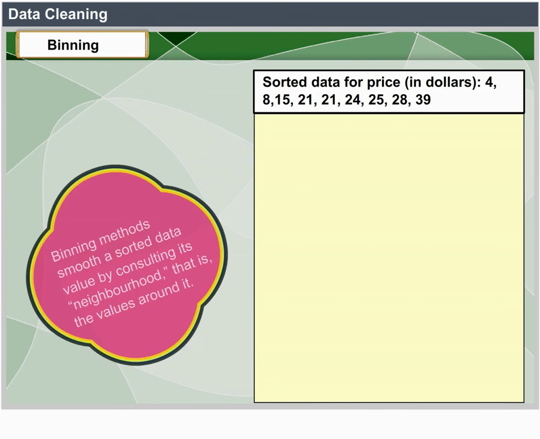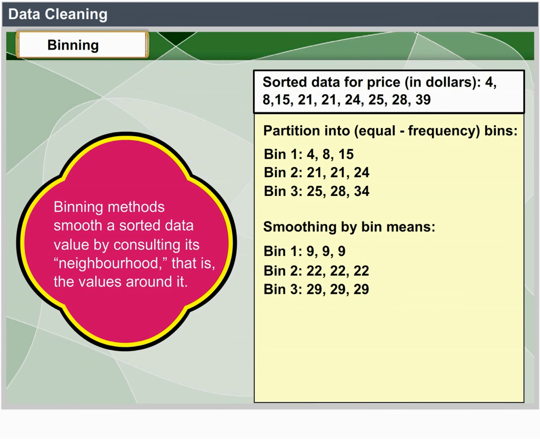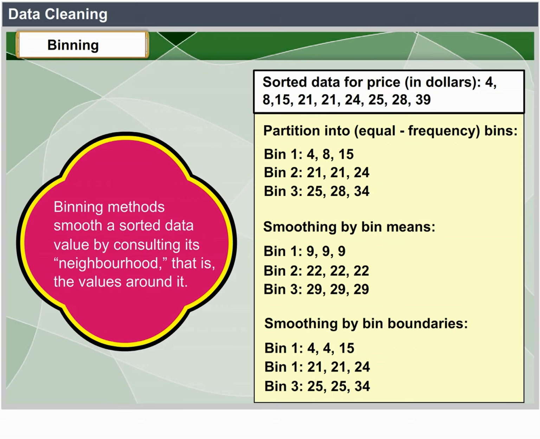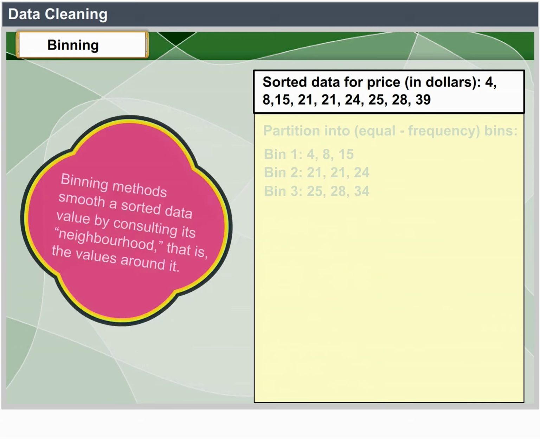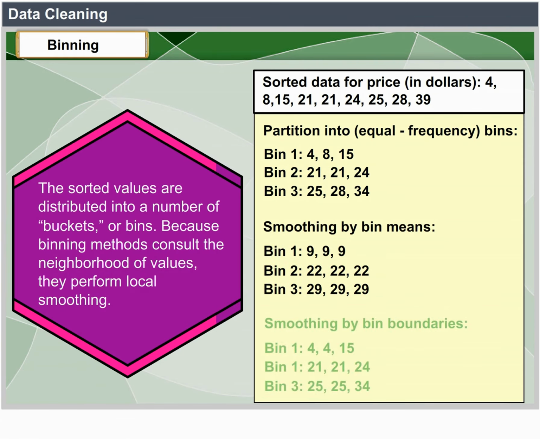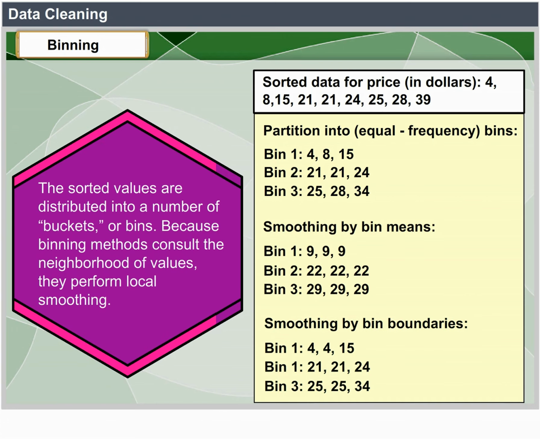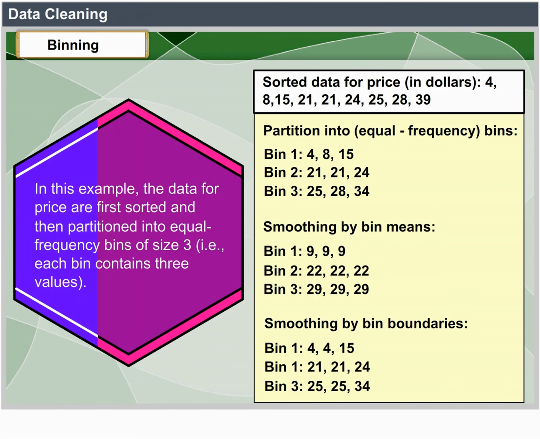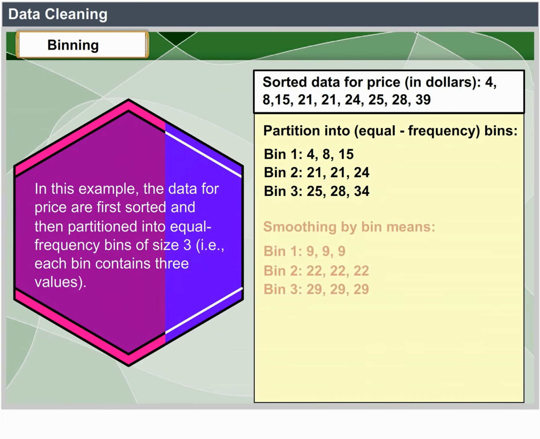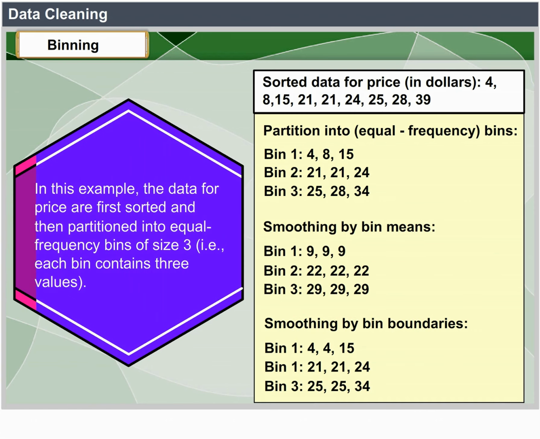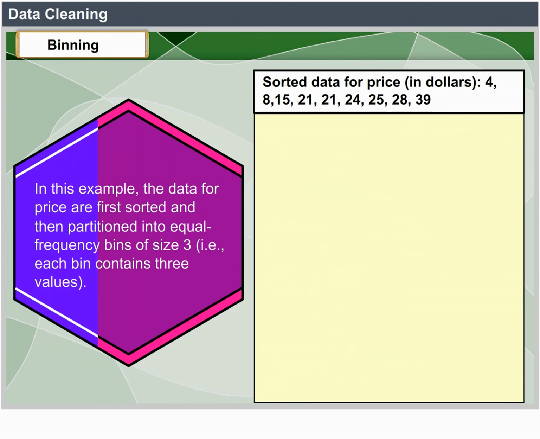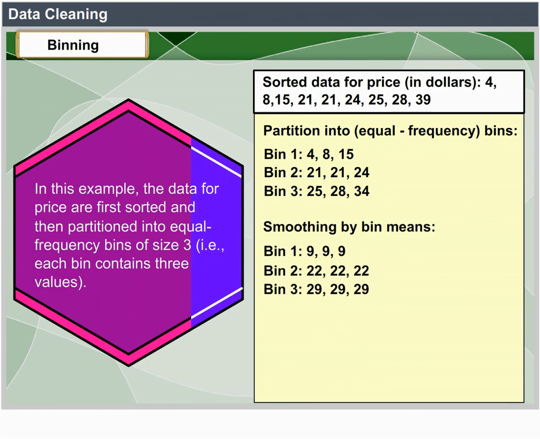Binning. Binning methods smooth a sorted data value by consulting its neighborhood, that is, the values around it. The sorted values are distributed into a number of buckets or bins. Because binning methods consult the neighborhood of values, they perform local smoothing. In this example, the data for price are first sorted and then partitioned into equal frequency bins of size 3. That is, each bin contains 3 values.